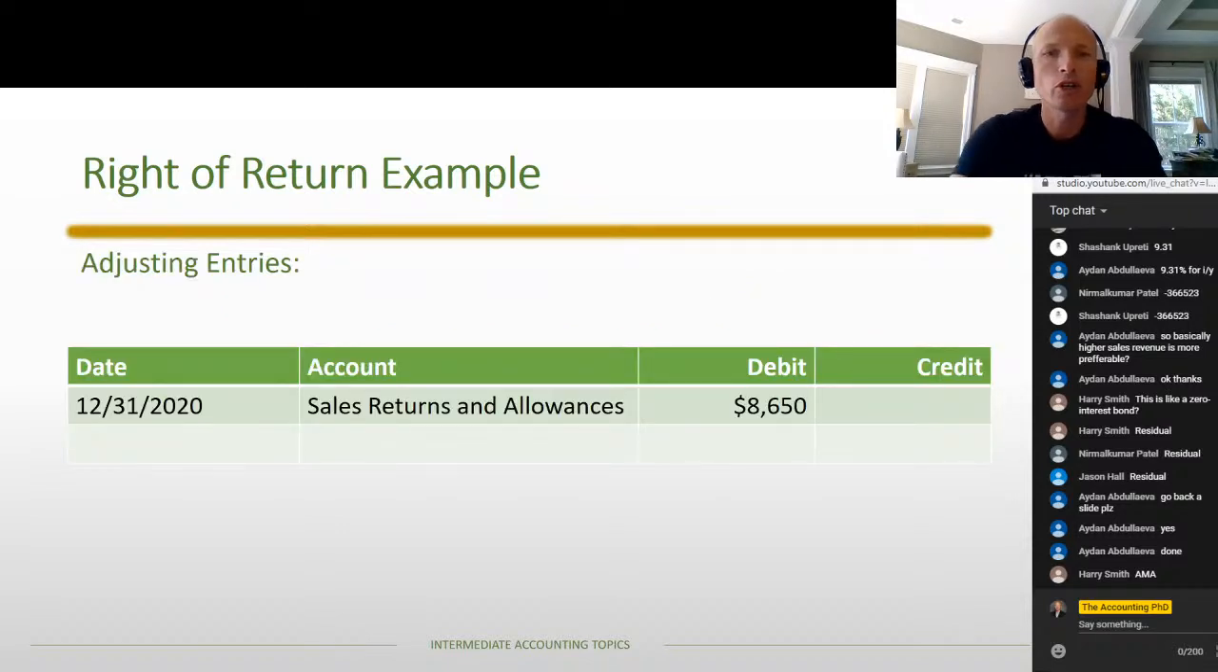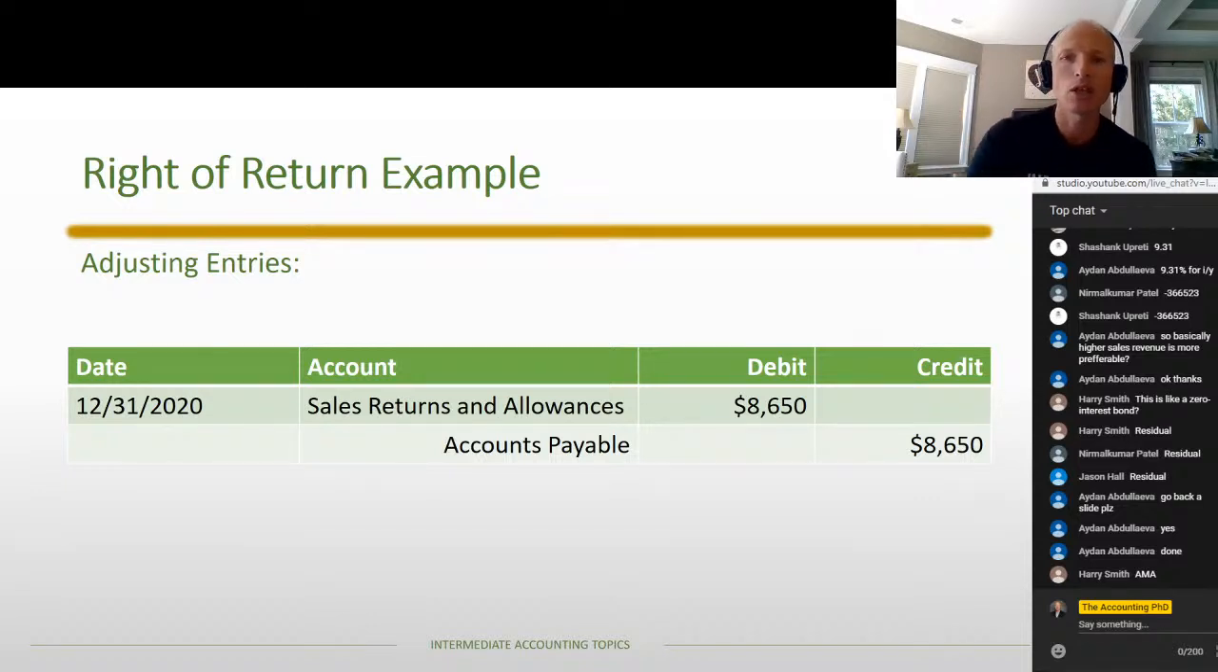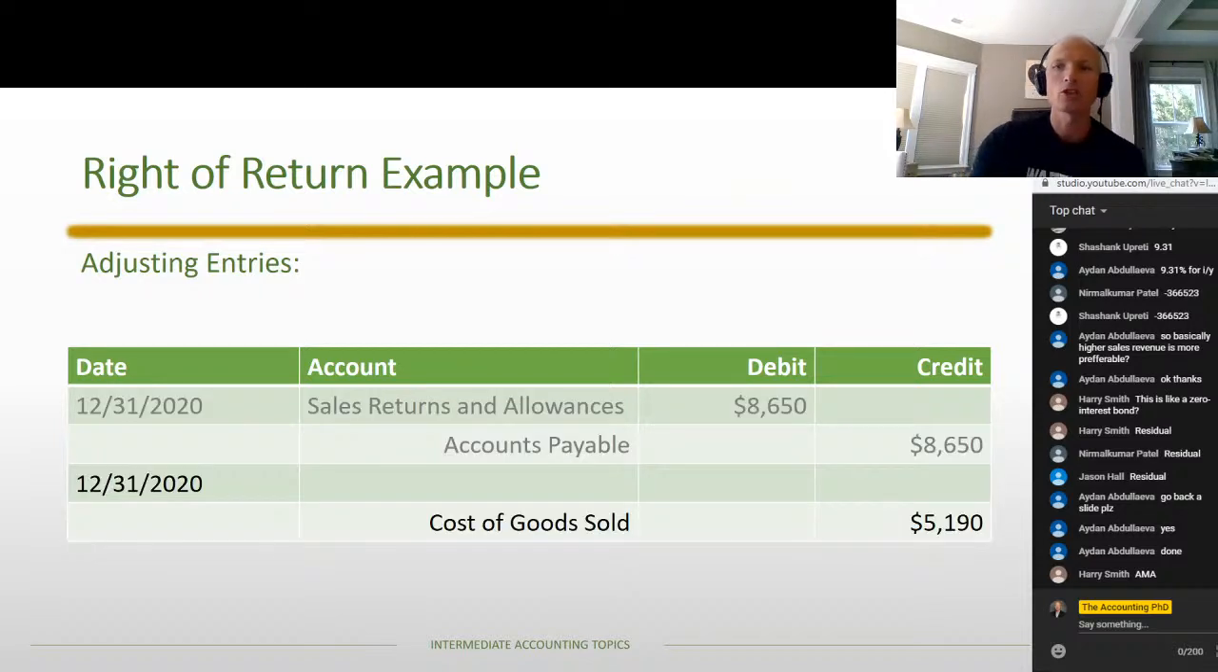So with the sales returns and allowances, we're going to debit that account. It's a contra equity account. We're going to debit that account $8,650. And then we're going to have this accounts payable account sitting out there, $8,650, because the idea is we believe we're going to have to make these payments either in terms of a replacement or a cash refund to our customers. And so we're going to account for that with this account payable based on our future estimated sales returns and allowances.